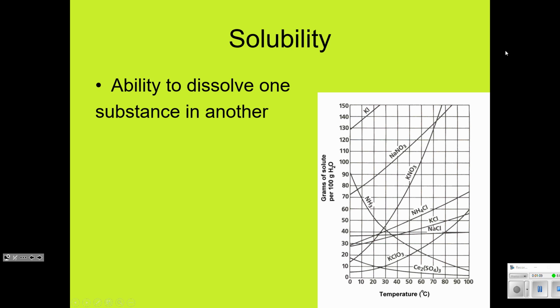It's still dealing with solutions. So if you remember last class, we talked about molarity with solutions. But this is going to relate to a slightly different topic or reason for why things can dissolve.